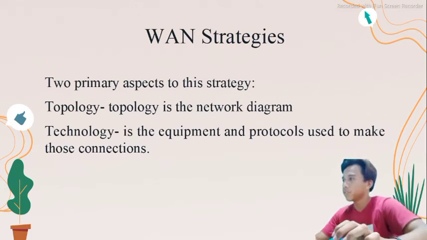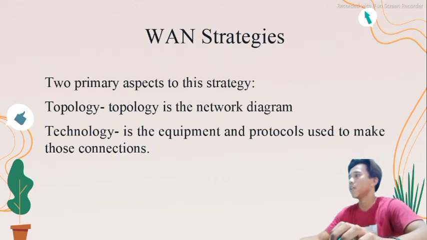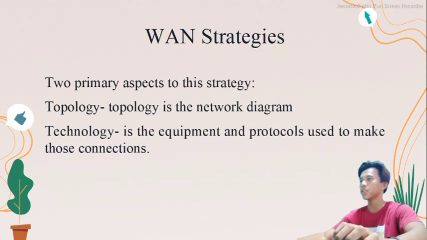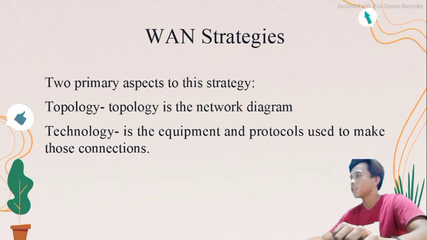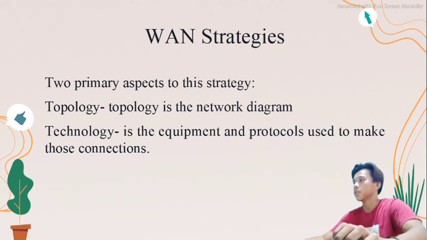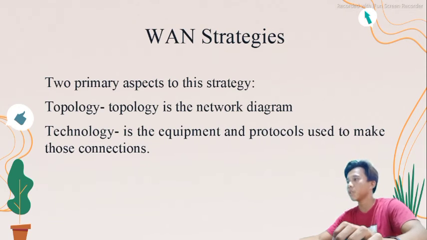One strategy, offices and data centers are connected via long-distance network technologies. This interconnection between locations is called a wide area network. There are two primary aspects to this strategy: the topology and technology. Topology is the network diagram. Technology is the equipment and protocols used to make those connections.